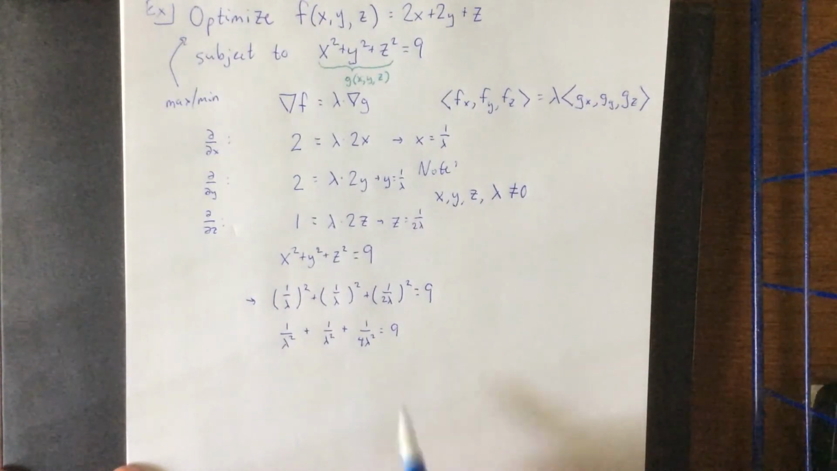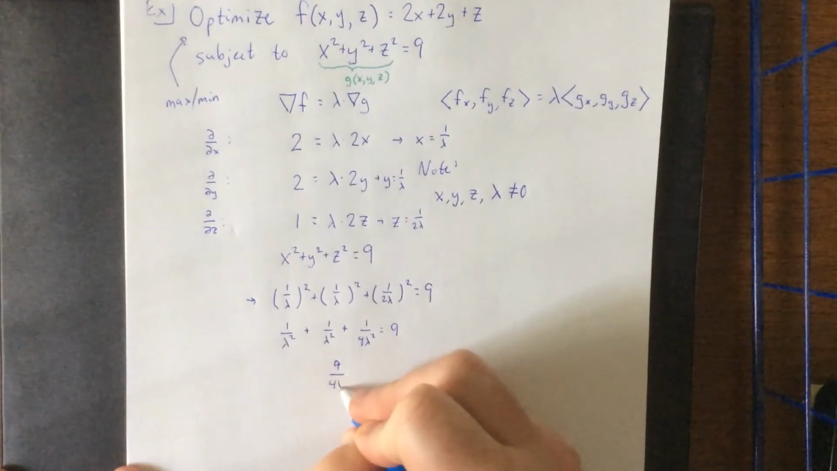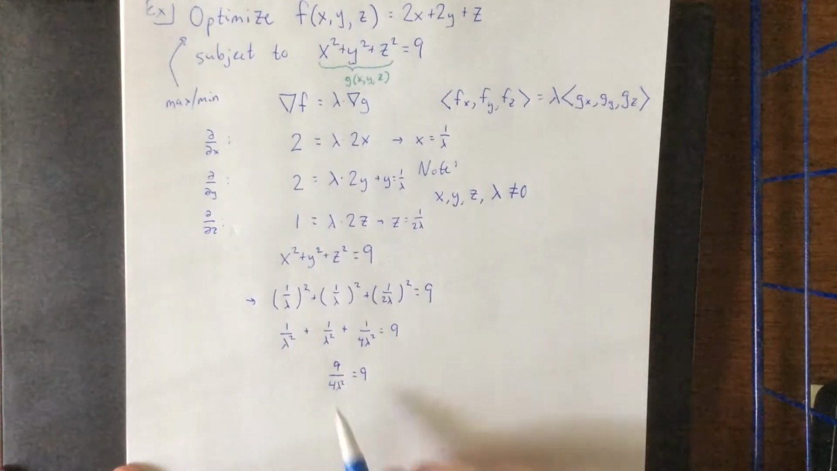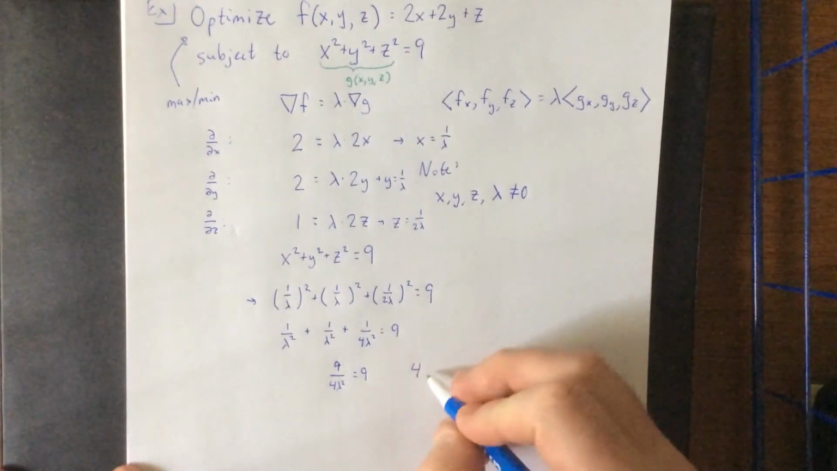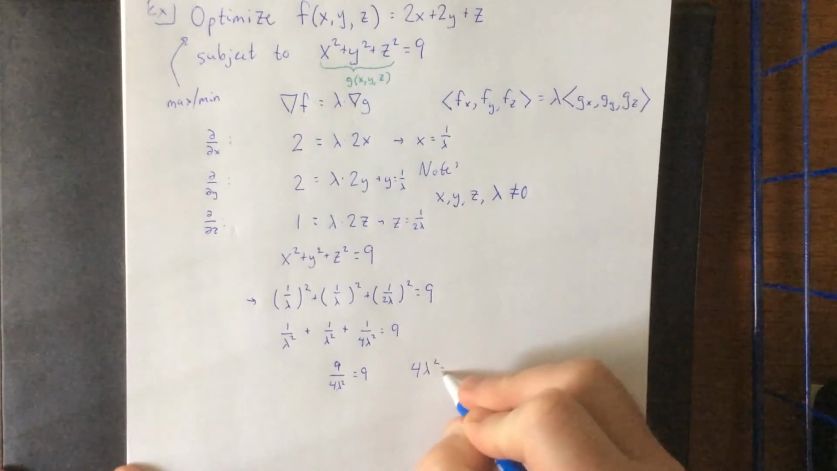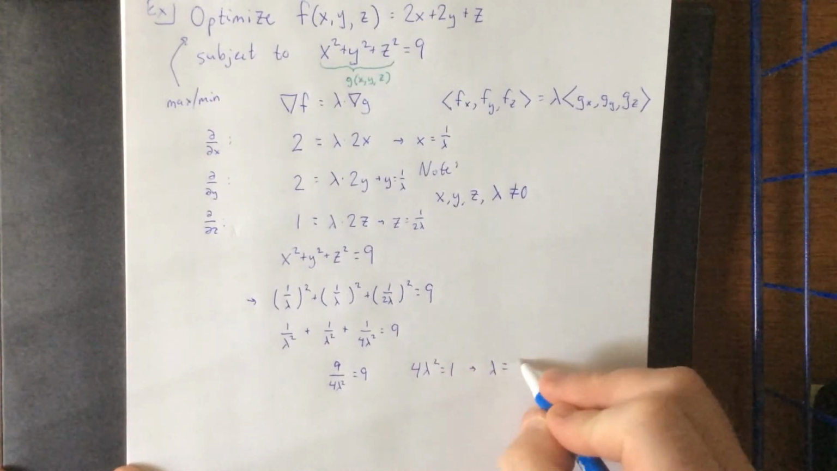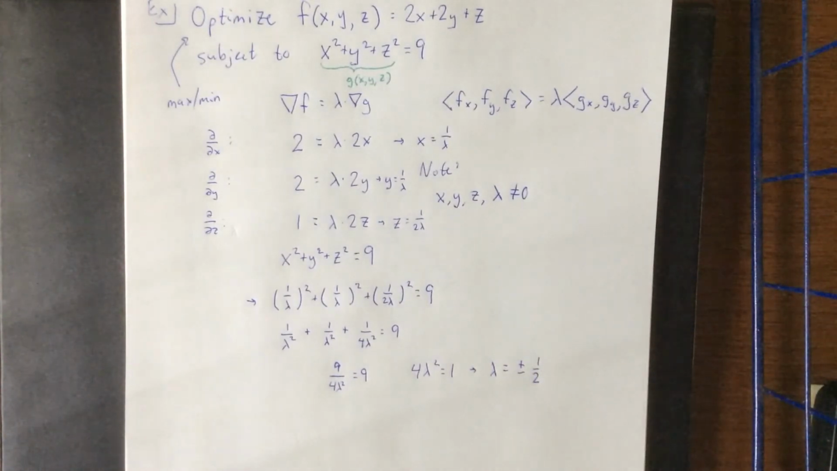Now if we get a lowest common denominator and add all of these fractions together, we will wind up with 9 divided by 4 lambda squared is equal to 9. Multiplying both sides by 4 lambda squared and dividing both sides by 9 lets us know that 4 lambda squared is equal to 1. Two more steps of algebra will let you know that lambda is equal to plus or minus 1/2. Now, it's good that we got two different values for lambda here because one of them is going to be maximizing our function, the other is going to be minimizing our function.